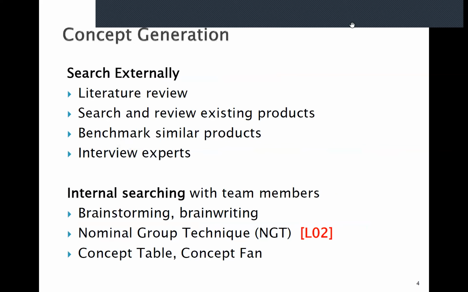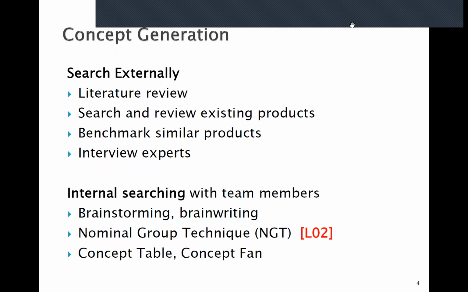In concept generation, we can consider two different search approach categories: internal searching or external searching. In internal searching, as we can understand from the term, we need to work with the team members. And in this category, we have brainstorming, brainwriting, nominal group technique, NGT, concept table, and concept pen. The next slides will be going over each of these.